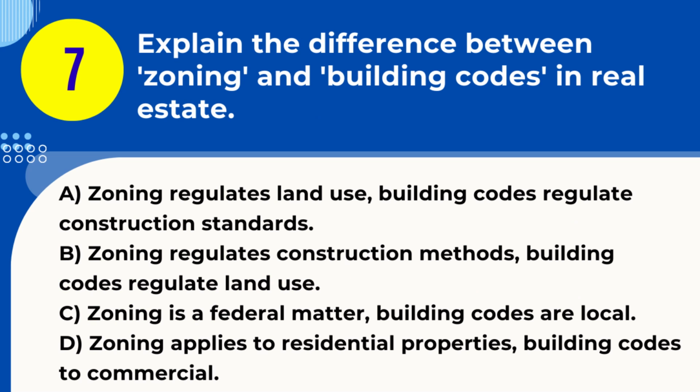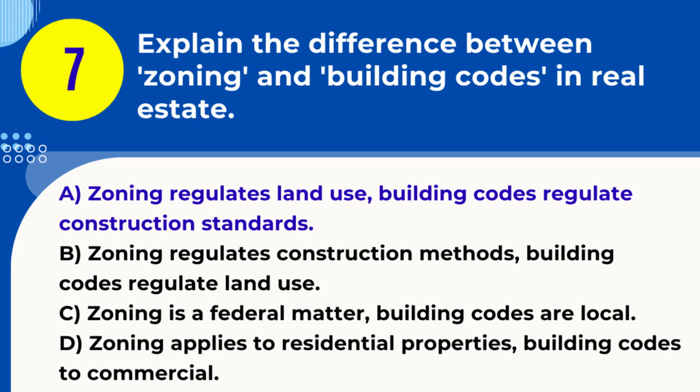Question 7. Explain the difference between zoning and building codes in real estate. A. Zoning regulates land use. Building codes regulate construction standards. B. Zoning regulates construction methods. Building codes regulate land use. C. Zoning is a federal matter. Building codes are local. D. Zoning applies to residential properties. Building codes to commercial.